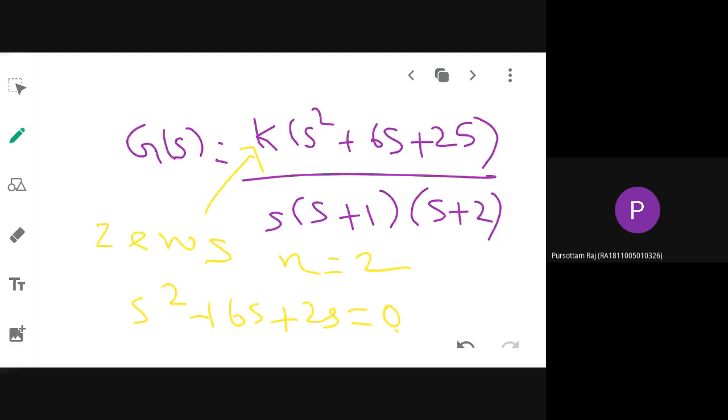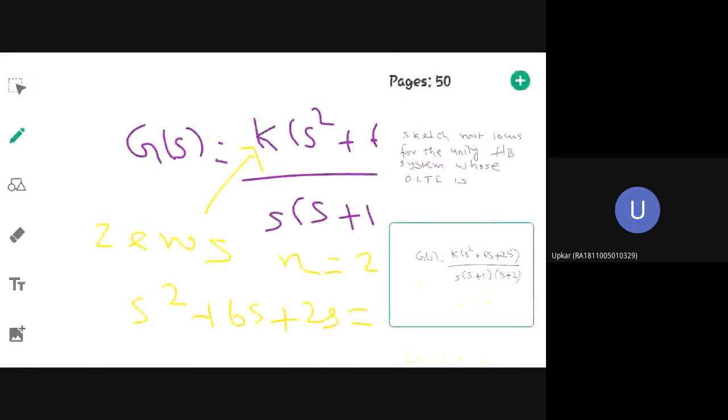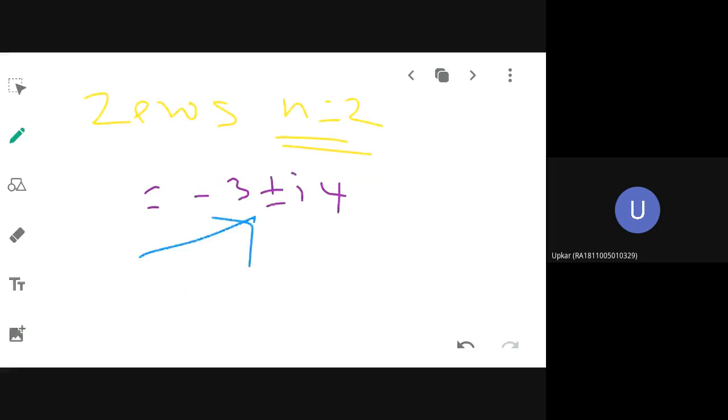Minus 1.5 plus or minus... wait, let me check. The numerator polynomial has complex zeros, minus 3 plus or minus 4j. Purushottam, you got the wrong answer. Minus 3 plus or minus 4j is the correct answer. You are telling some other answer. So what are the roots that you are having? The zeros will be minus 3 plus or minus j4. Yes, ma'am.